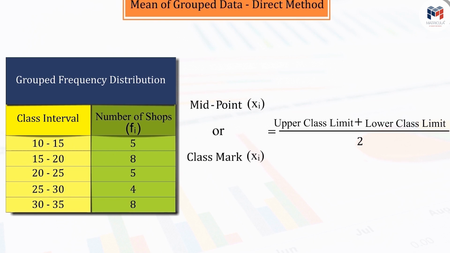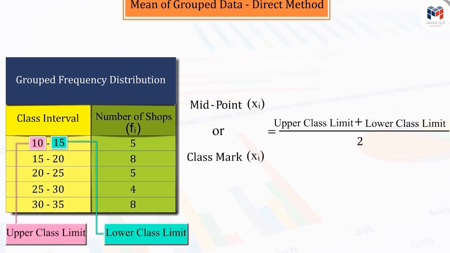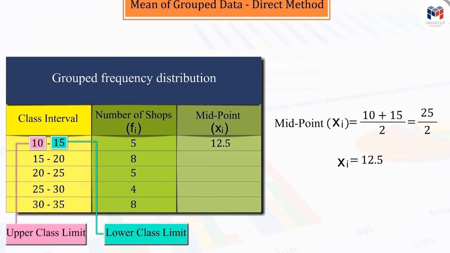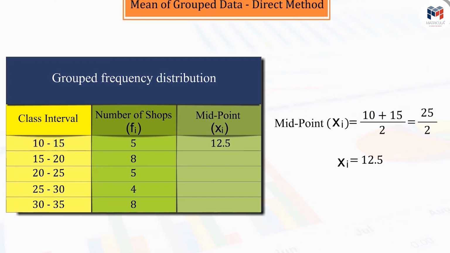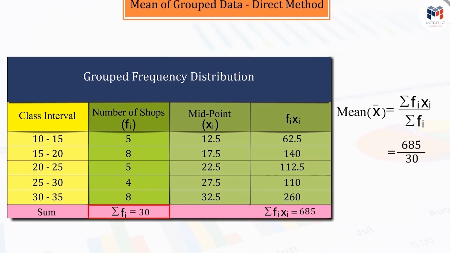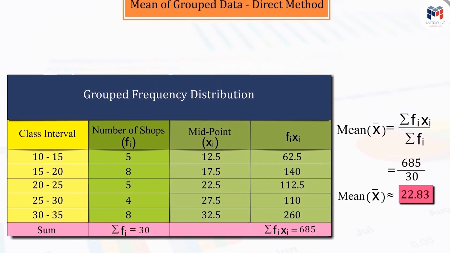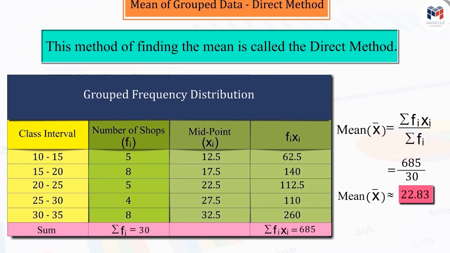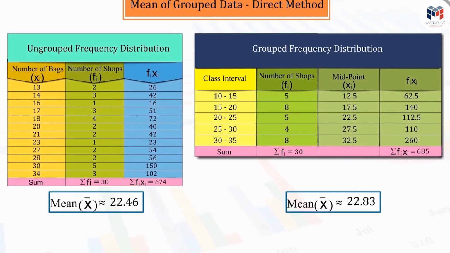Here, from the table, we can see that the midpoint for the class interval is 12.50. And similarly, let us find the midpoint of all class intervals. Now multiply all these midpoints with their corresponding frequencies and find their sum, that is 685, and dividing it by the sum of their frequencies, that is 30. The mean of the given data is thus obtained as 22.83 approximately. This method of finding the mean is called the direct method.